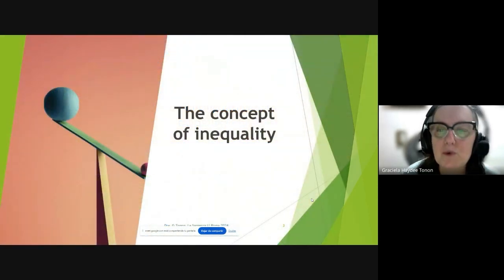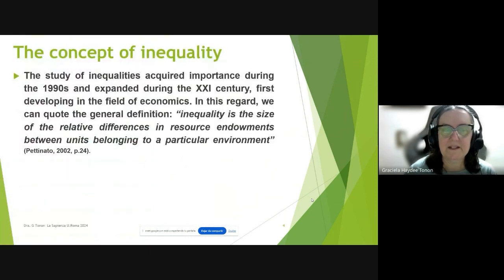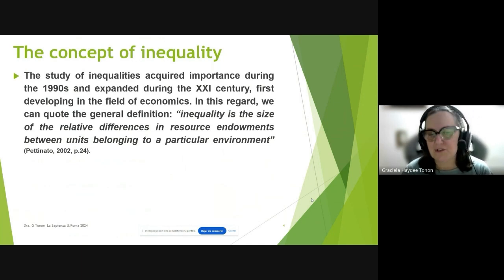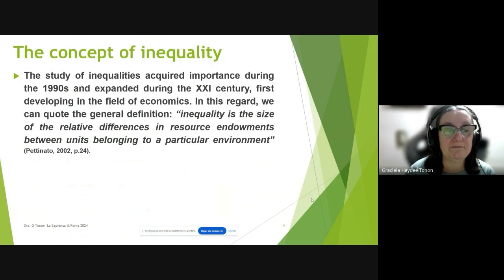Let's begin with the concept of inequality. The study of inequalities acquired importance during the 19th and expanded during the 21st century. First, developing in the field of economics, and in this regard, we can quote the general definition that inequality is the size of the relative differences in resource endowments between units belonging to a particular environment, by Pettinato.